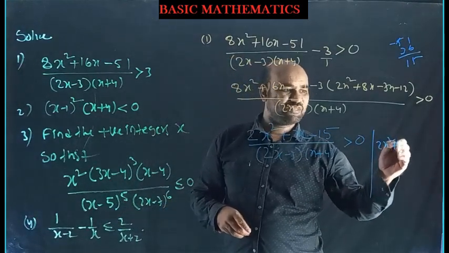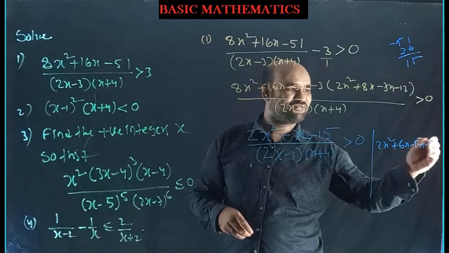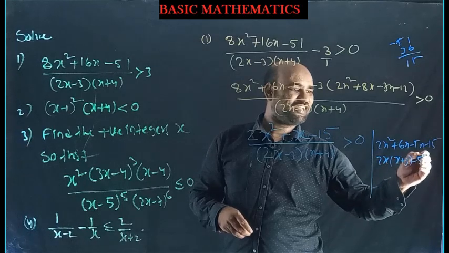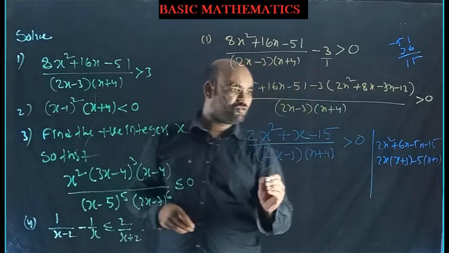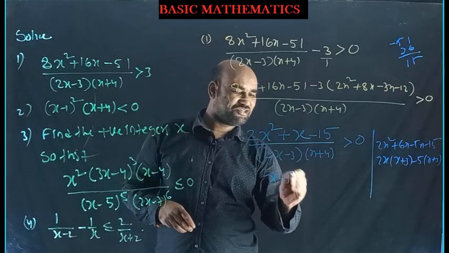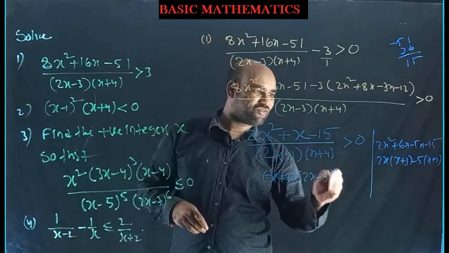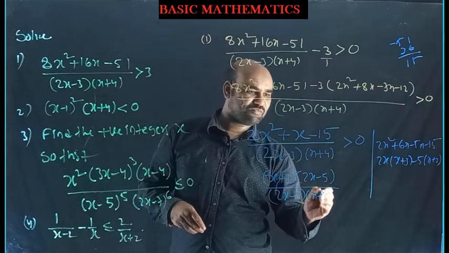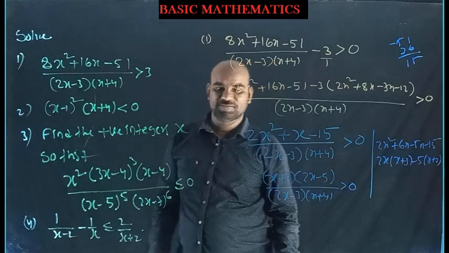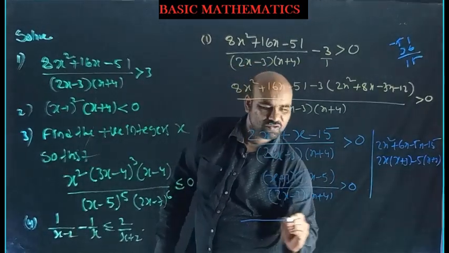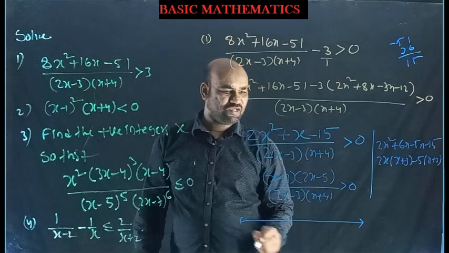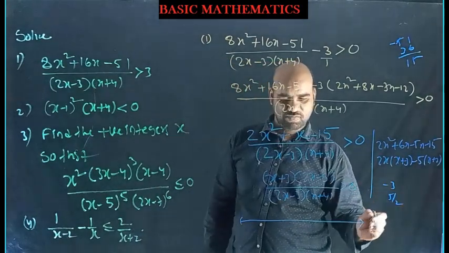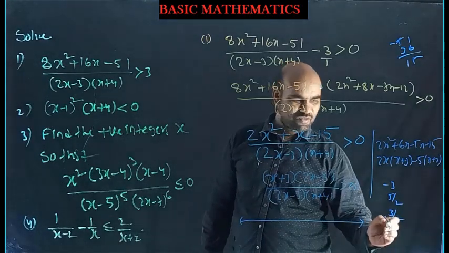2x² + 6x − 5x − 15. 2x is taken common here: x + 3, minus 5 taken common: x + 3. So the numerator is nothing but (x + 3)(2x − 5) by (2x − 3)(x + 4) greater than 0. Now easy, we just need to use the sign scheme. Critical points: minus 3, 5 by 2, 3 by 2, minus 4.